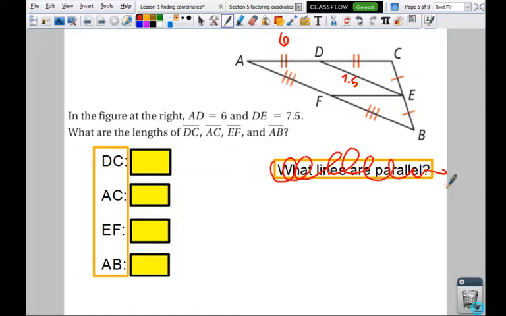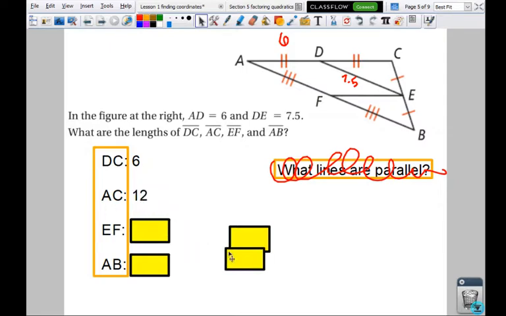All right, let's go through these. Kylie, start us off. What's DC? Six. How do you know? It's congruent to AD. Yep. DC is 6 because it's congruent to AD. All right. Next, we're gonna find AC, which is easy. What's AC, Mick? 12. Because both pieces are 6, right?